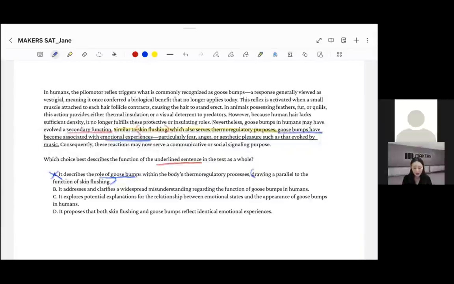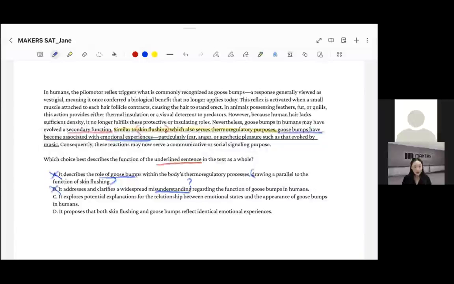B, it addresses and clarifies a widespread misunderstanding regarding the function of goosebumps in humans. So B is claiming that it corrects a misunderstanding, but the passage never mentions a misconception or a debate of any sort. It is building an explanation, not correcting anything. So B would be incorrect.